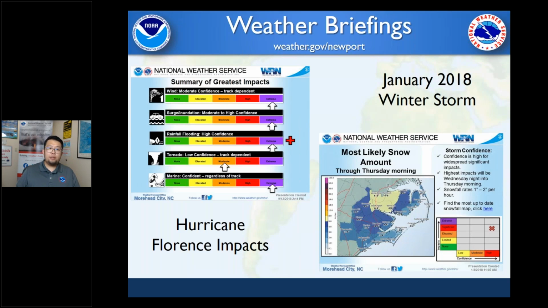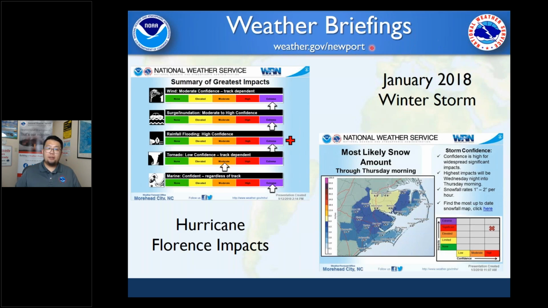These weather briefings are a little bit more in depth than your 7-day forecast. They go into a summary of impacts. How bad is it going to be? This is a slide from our briefing during Hurricane Florence. You can see we said, hey, wind, surge, rainfall, all on the very extreme end of the spectrum. We have to be very concerned about all of these things.